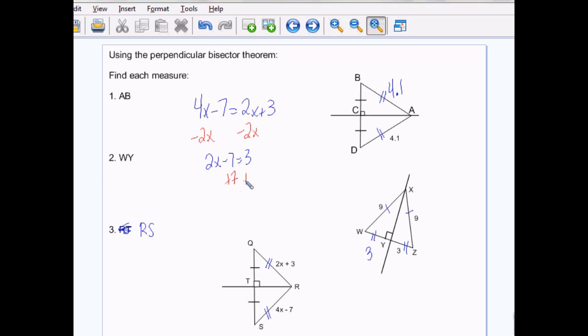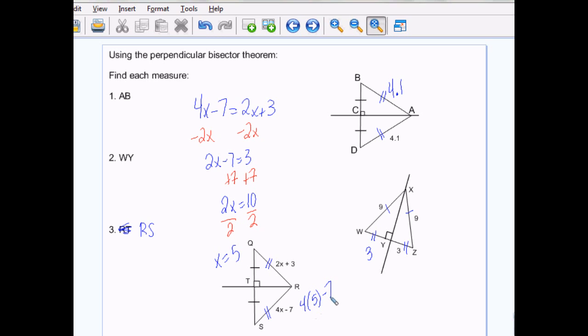So 2x equals 10. Divide by 2. And x equals 5. Okay, so that's halfway done. We wanted to find our s. Our s is 4x minus 7, so I'm going to plug that 5 in. So 4 times 5 minus 7.